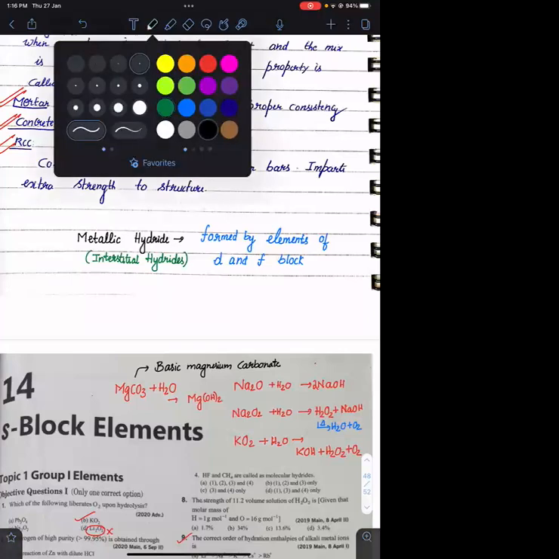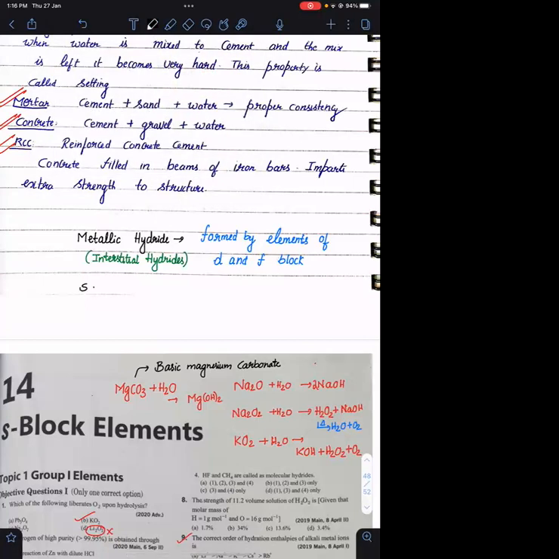Saline hydrides or ionic hydrides. They are formed by S block elements. S block elements will be forming saline or ionic hydrides. So इस question में जो भी दिया है, sodium hydride, it will be a saline or ionic hydride. Okay.